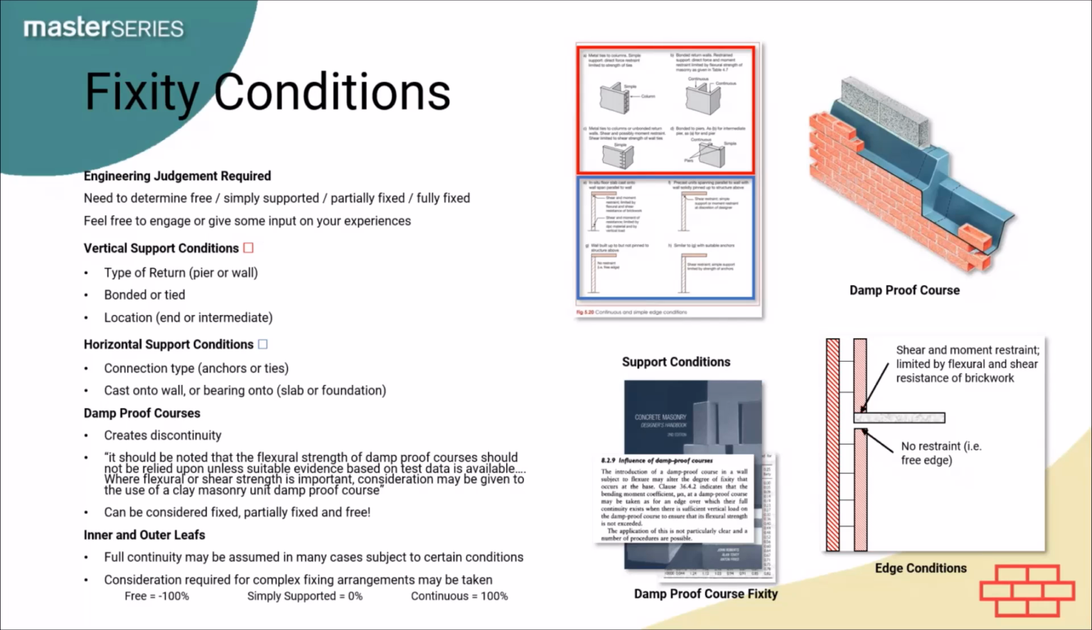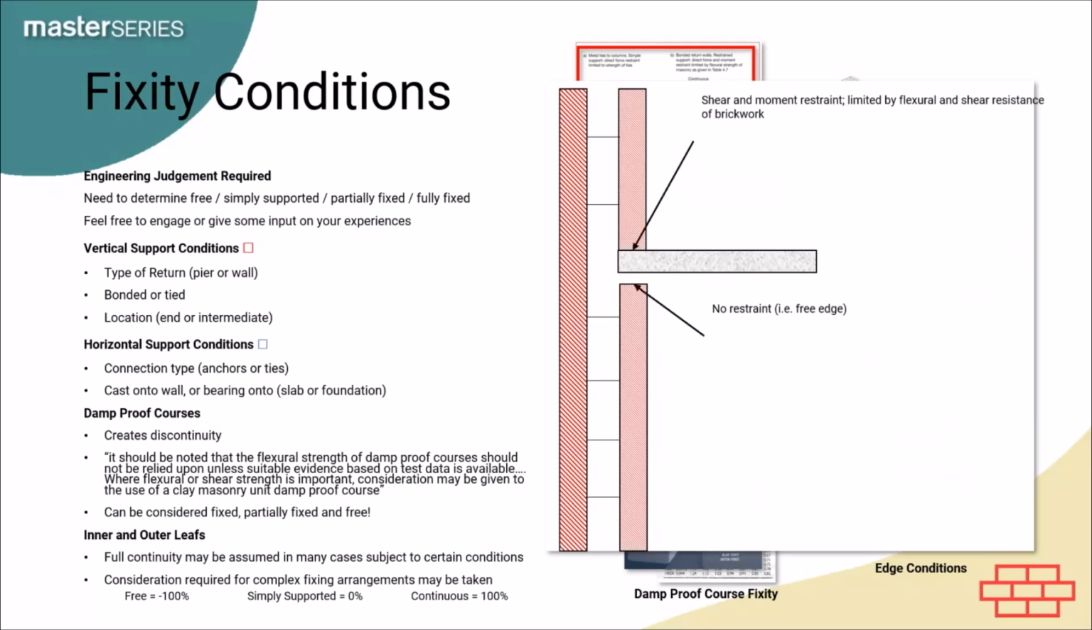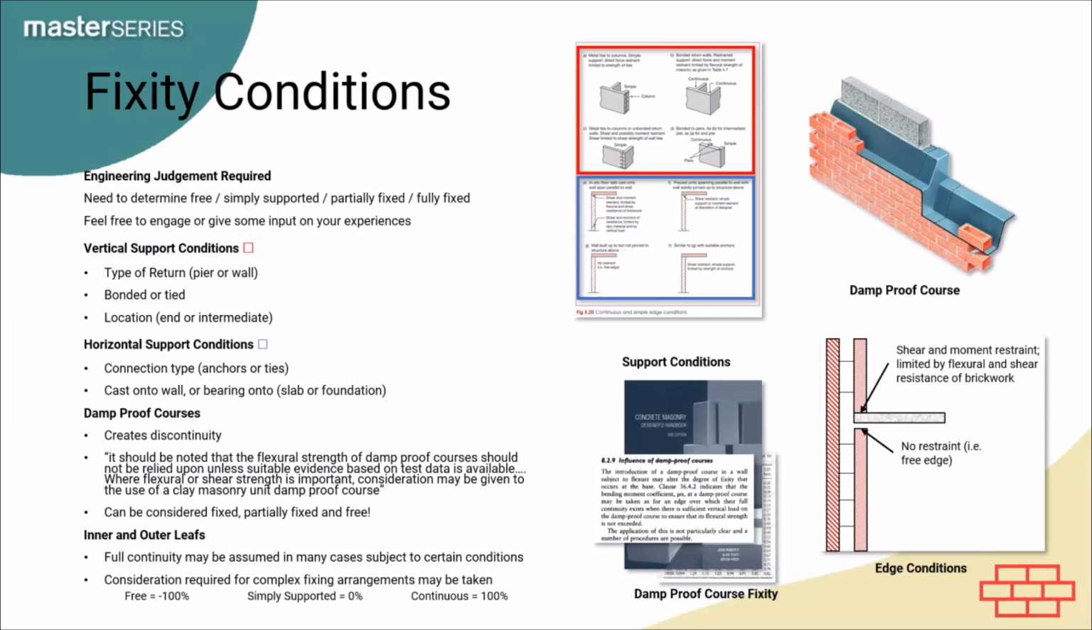Finally, we have an example there, a junction where an internal wall meets the underside of an existing floor. I'll just bring that up a bit. So this is one where a bit of engineering judgment would be required. If we're taking free edges as -100%, simply supported as 0%, and continuous as 100%, we actually work out a partial fixity on this wall panel, on the lower panel, at about 25%. So there's a wee bit of judgment required. And yeah, again, that's your engineering judgment coming into play.